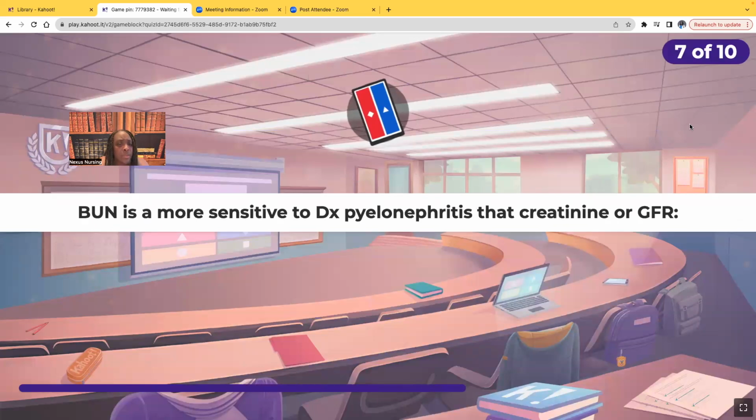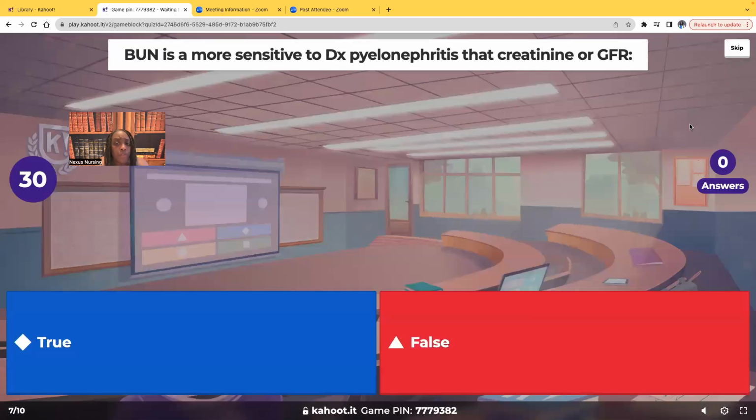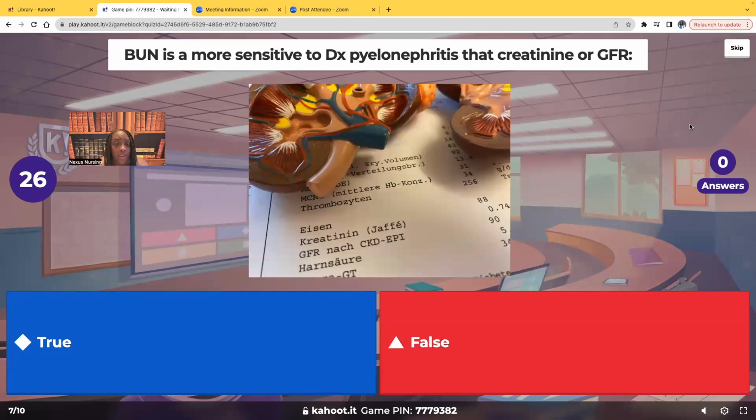All right. BUN is more sensitive to diagnose pyelonephritis than creatinine or GFR. Is this true or is this false? BUN is a more sensitive test for the diagnosis of pyelonephritis than creatinine or GFR is. Is this true or is this false?